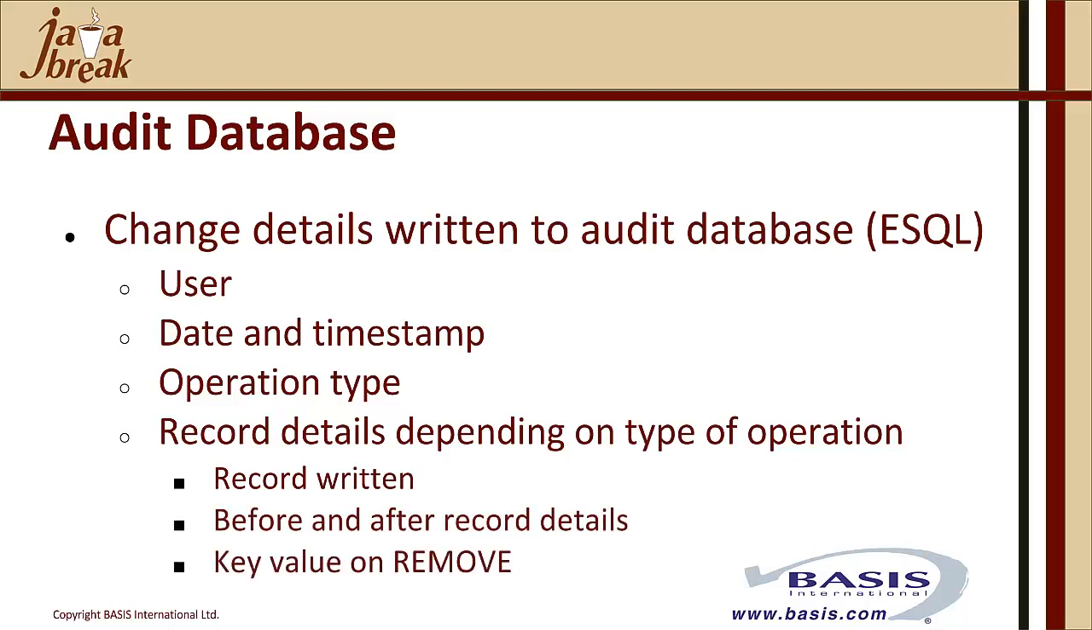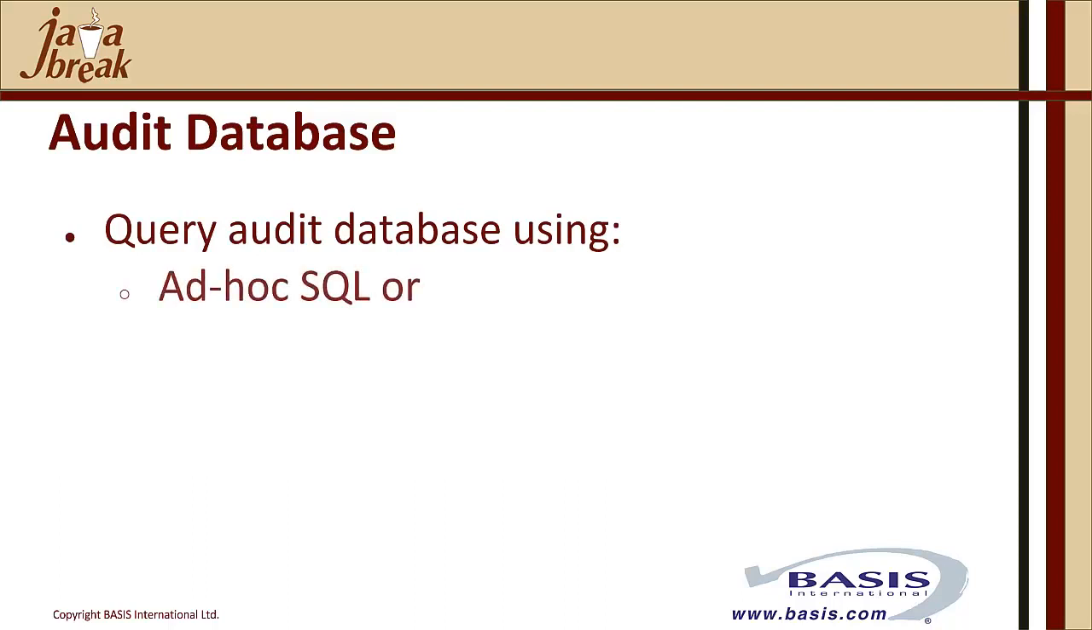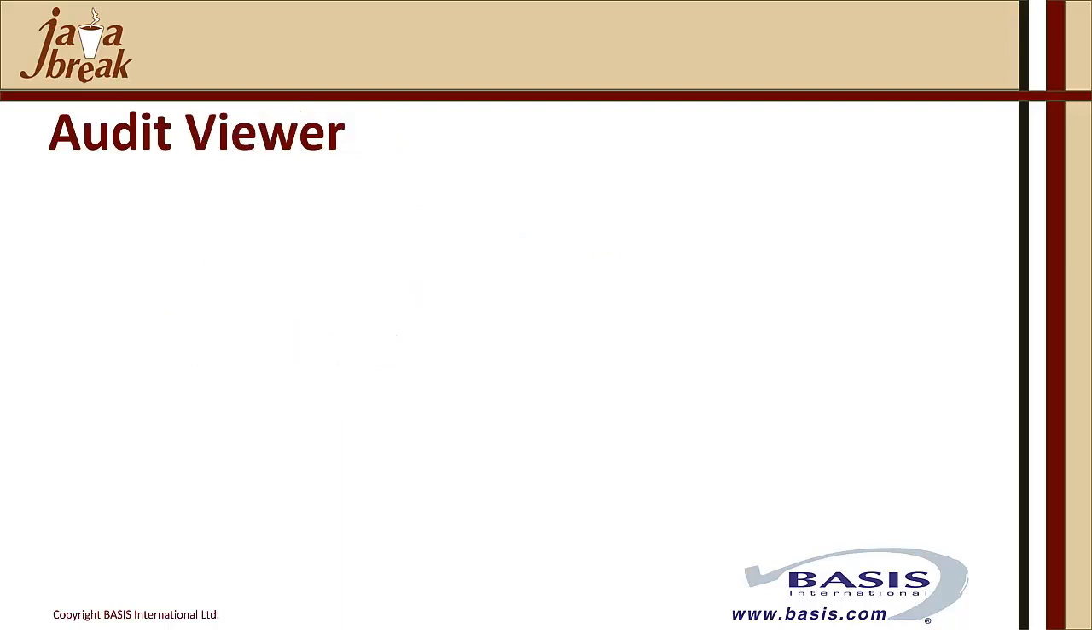For removes, we give you the key value on the remove, and you could obviously then parse through the audit table to see what the previous values are of the fields. We give you the ability to query that audit database by either using ad hoc SQL. After all, these are ESQL tables that will contain the record of the audit changes, or you can use the Audit Viewer that we have built in to Enterprise Manager.